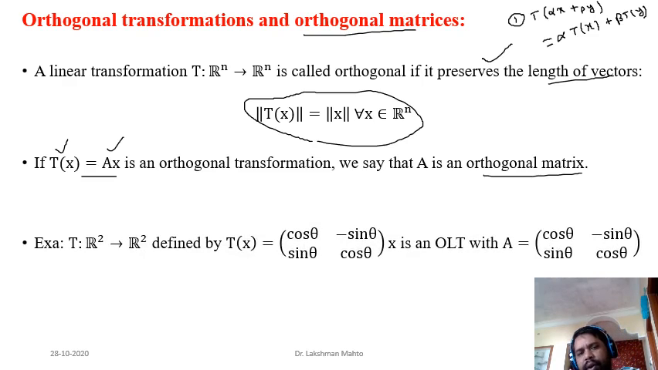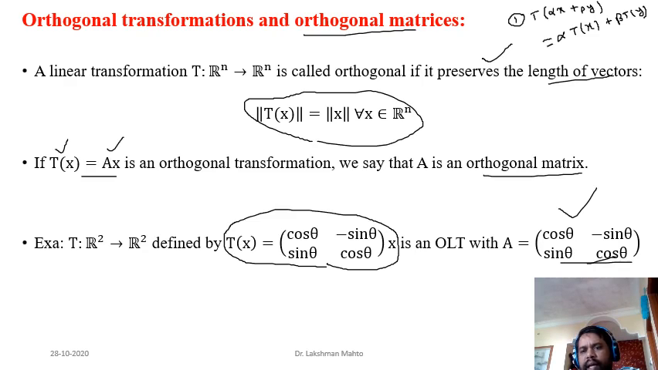One example I have already taken here. If you define a linear transformation like this, T of x equal to the matrix cos theta, minus sin theta, sin theta, cos theta times x, what is this? It is a rotation transformation. This rotation transformation is an orthogonal transformation. And the matrix of this transformation is just this matrix, cos theta sin theta minus sin theta cos theta. This matrix is always an orthogonal matrix.